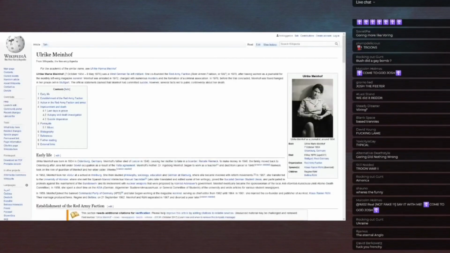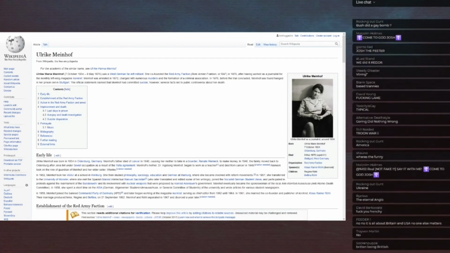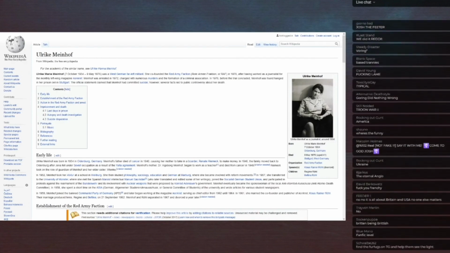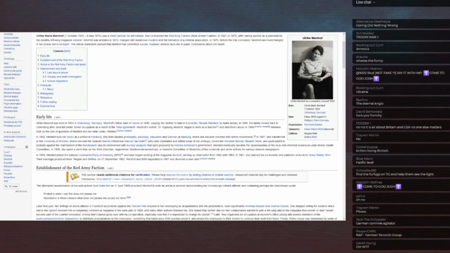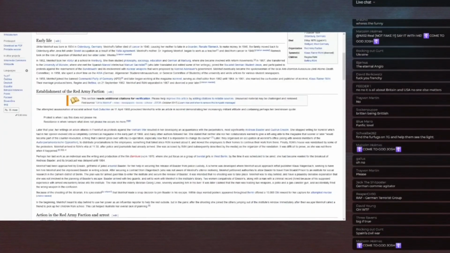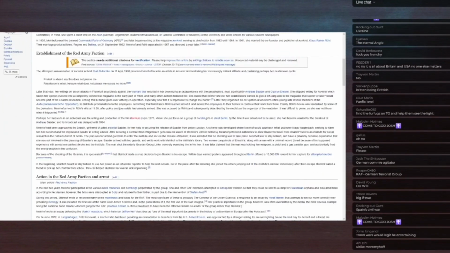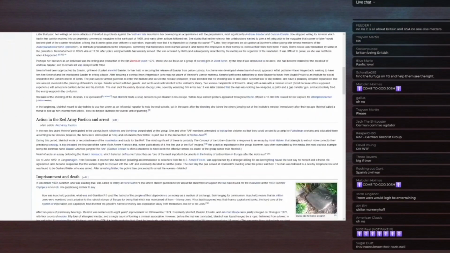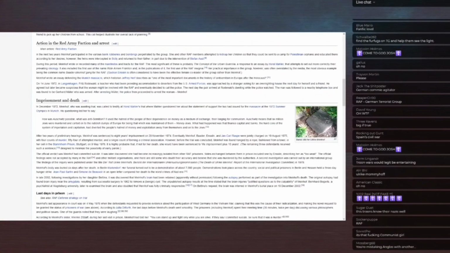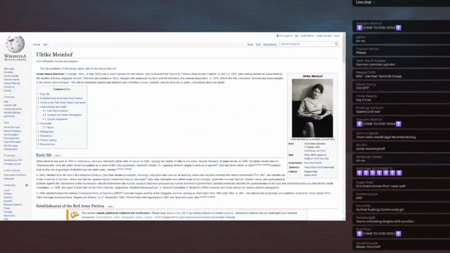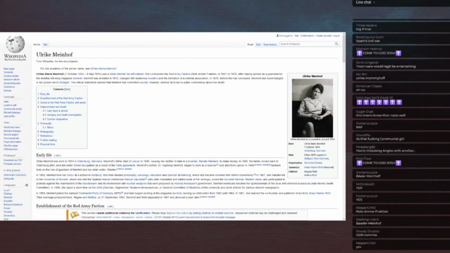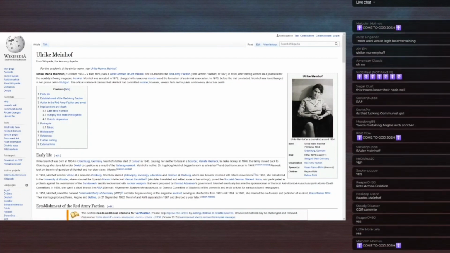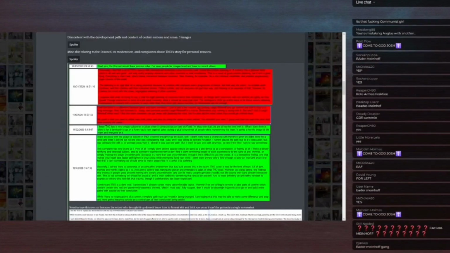Ulrike Meinhof was a West German far left... Oh, is she from the one of the first terrorists, the Baader-Meinhof, whatever the fuck? They did a movie about that I want to see. I bet you she is. I bet you that's who I'm thinking of. Anyways. But she's not a Nazi. That's what I was hoping for, but she's not.